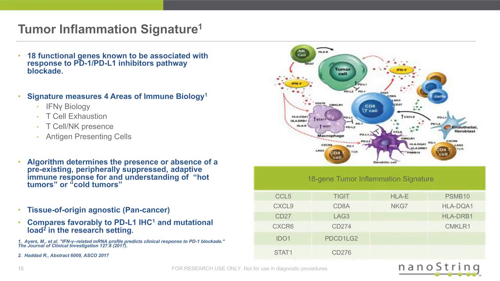So another panel that I'm going to talk about is the IO360 panel. But in order to talk about that, I first want to bring up something called the tumor inflammation signature. So this is an 18-gene panel that looks at different aspects of immune biology, interferon gamma biology, T-cell exhaustion, and so forth. These genes have all been known to be related to response to PD-1, PD-L1 inhibitor pathway blockades. We have an algorithm where we can take the digital counts from these different genes and determine whether that tumor is in fact immunologically hot or cold, and the degree to which that is true.